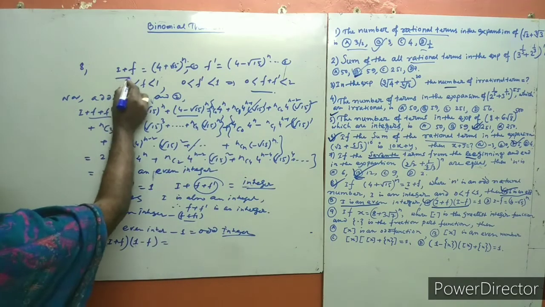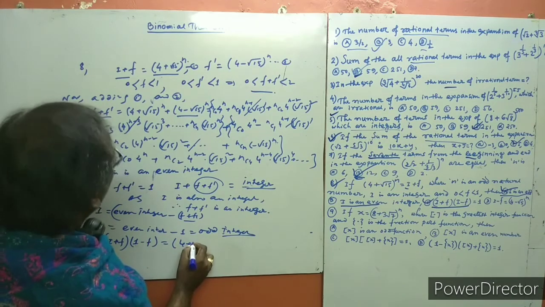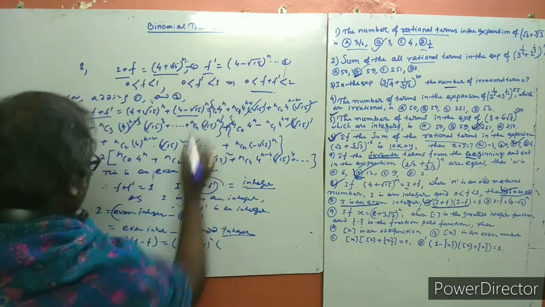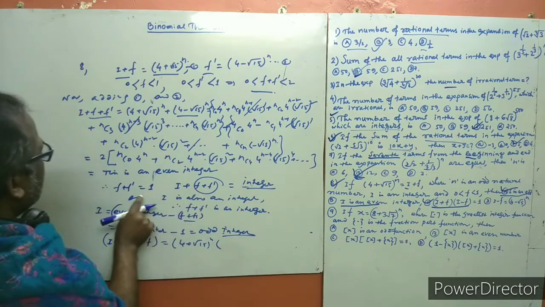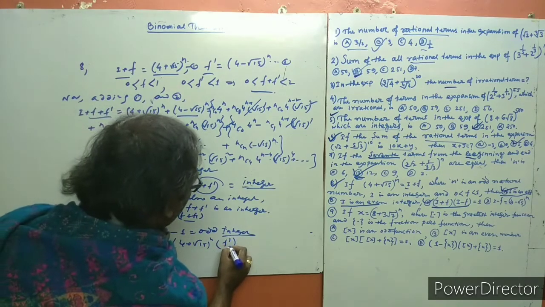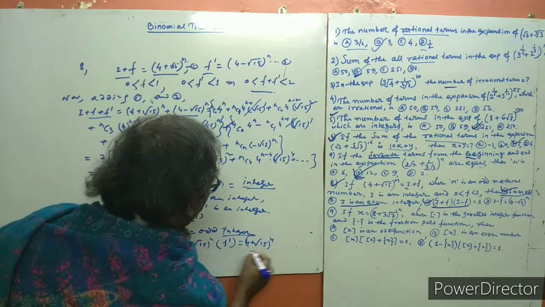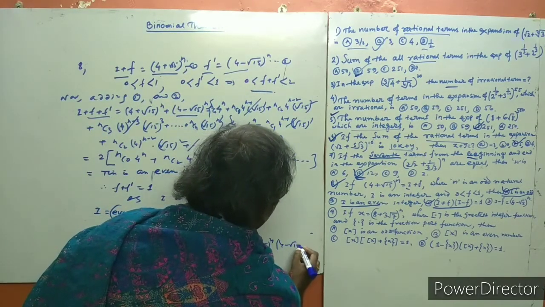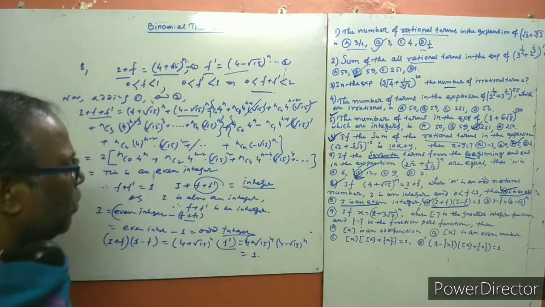So this is I plus f. This expansion is here, that is (4 plus root 15) to the power n. And this is the fraction 1 minus f, which is here, 1. So 1 minus f is equal to f dash. This is f dash, so (4 plus root 15) to the power n, and let us assume this is (4 minus root 15) to the power n. So you can multiply, then you get 1.